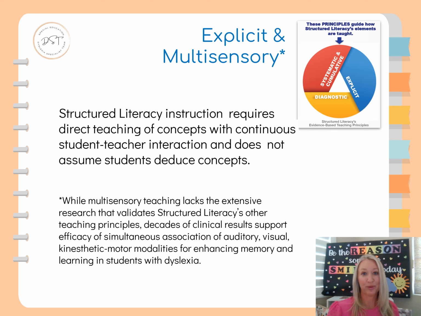Next is explicit and multisensory. We do offer students time to notice and wonder, but it's crucial that we really explicitly teach these skills to students. It's also important that we combine this instruction with multisensory or multimodal opportunities. This includes being able to hear something, say something, and see something. It also includes giving kids that opportunity to use their hands, use their bodies, giving them that kinesthetic opportunity of learning.